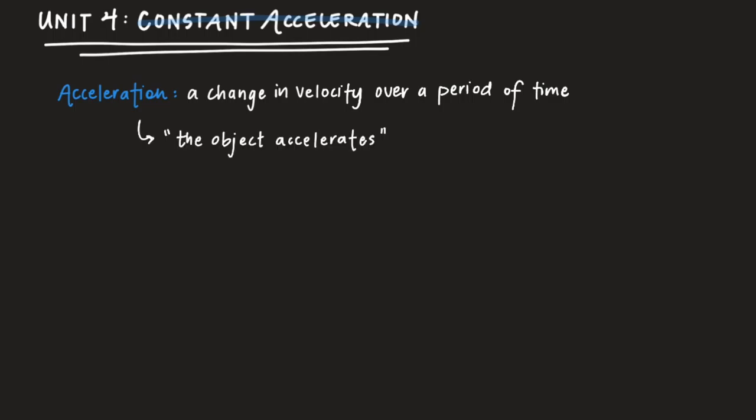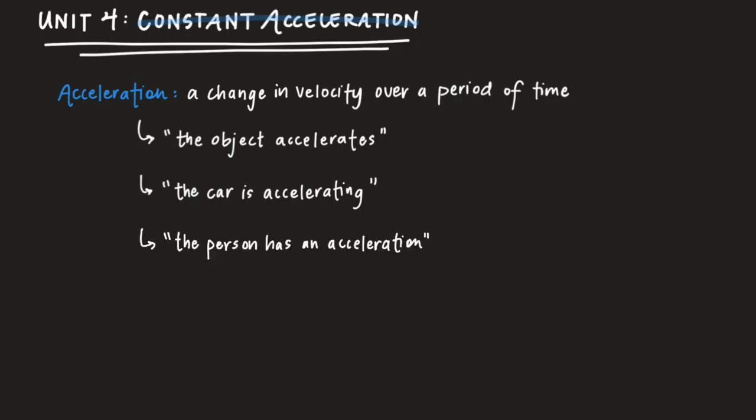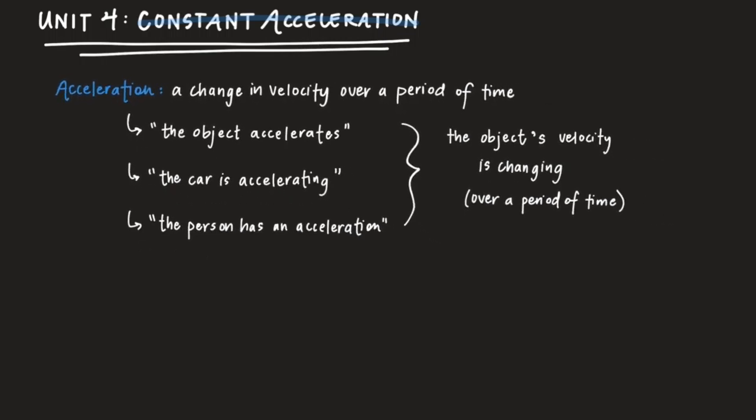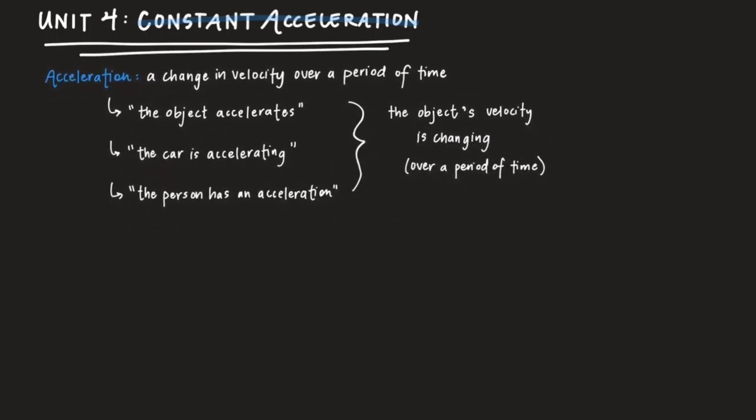And really, acceleration can be used as a verb. Sometimes we say that the object accelerates, the car is accelerating, or the person has an acceleration. So we use all of those different words, accelerates, accelerating, and acceleration, any kind of verb or noun, but it all describes the same thing in that the object's velocity is changing over a period of time. So that change in velocity can happen in a couple different ways, and we'll talk about those ways here in a second. But any of those statements, accelerates, accelerating, or acceleration, all tell us that the object's velocity is changing.